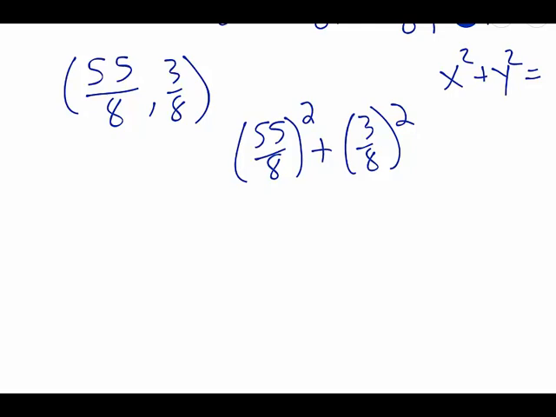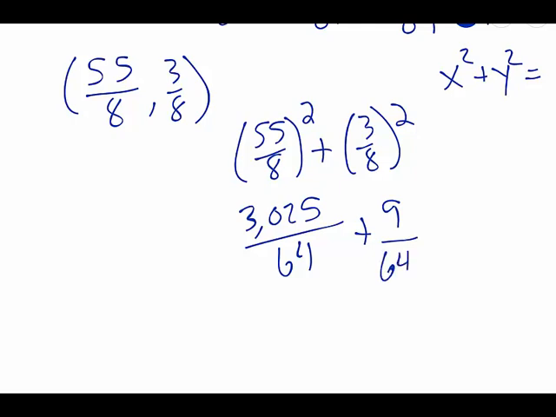Well, numerator times numerator, denominator times denominator. 55 times 55 is 3,025. And 8 times 8 is 64, plus 3 times 3 is 9, and 8 times 8 is 64. We can go ahead and add these together because once again we have common denominators. 3,025 plus 9 does give us 3,034.